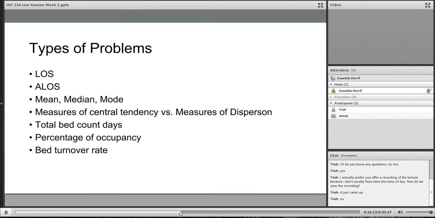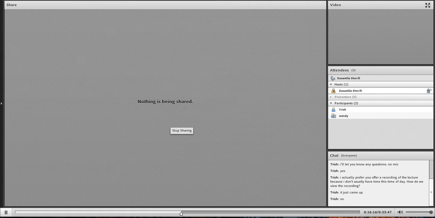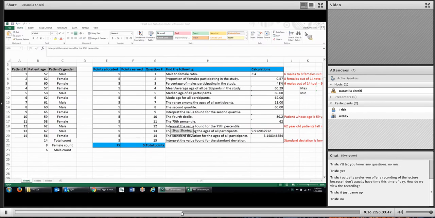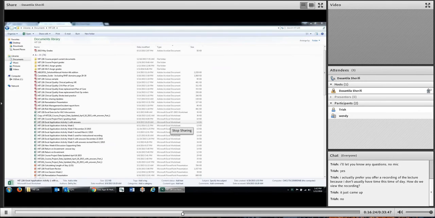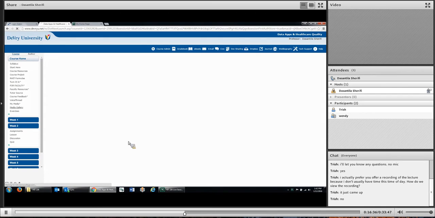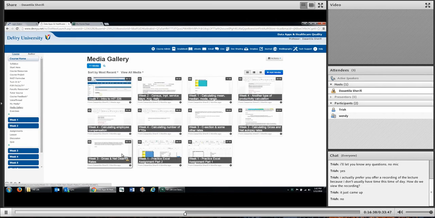So I'm going to stop the PowerPoint for now, and I'm going to go straight into the course shell. I'm going to share my screen, and I'm going to close this because we already saw that. So here's the course shell. I am now in the media gallery area. Have you guys used media gallery until now? Okay, if not, please do. I am trying to encourage you. I think I've included that in my prior messages to everybody.